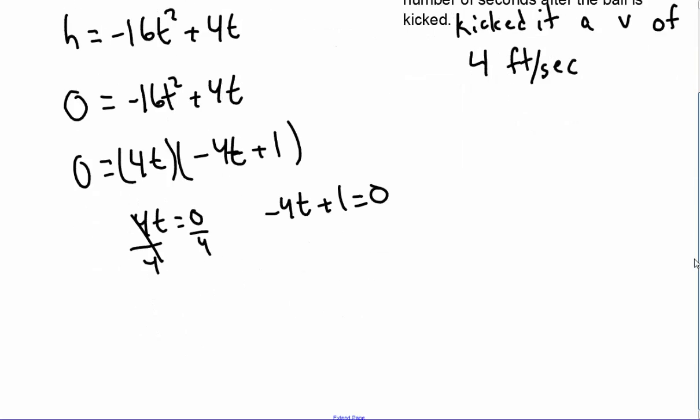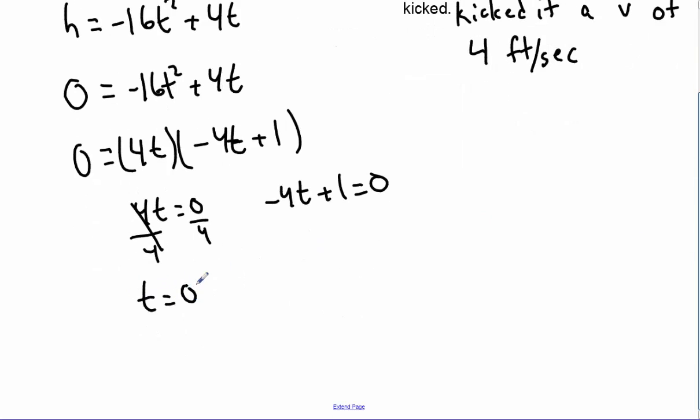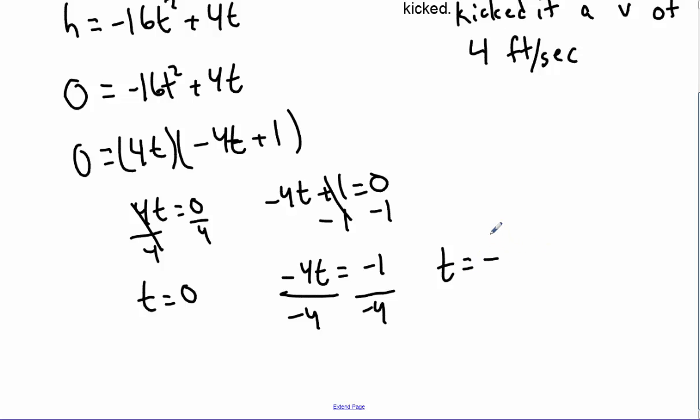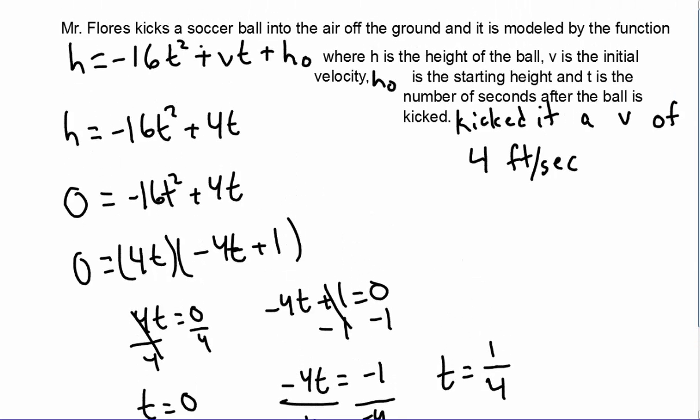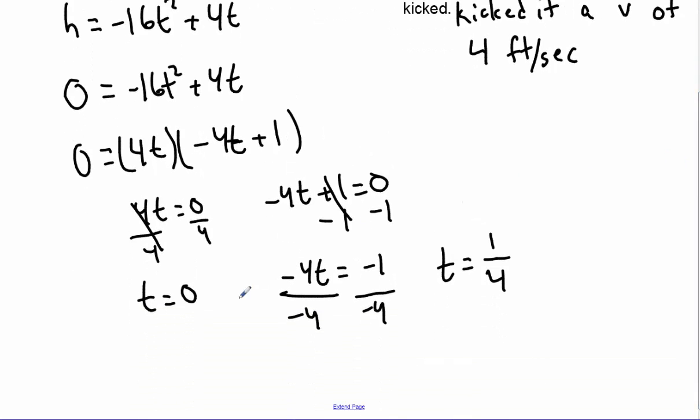And we get that t is equal to 0. Subtract 1. So we get -4t is equal to -1. Divide by -4. Divide by -4. And we get t is equal to a positive 1/4. Okay. Now the question we are asked is, how long does the ball stay in the air? Well, t equals 0 is arbitrary because that means it was 0 seconds, which makes sense because before I kicked it, the ball was already on the ground, so we can cross that guy out. The other t is 1/4.